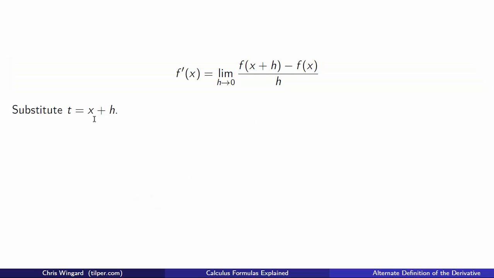Well, we're going to make a substitution. We're going to substitute t equals x plus h. So if t is x plus h, then subtract x from both sides, and we get h equals t minus x. Also, in this original limit, we're taking a limit as h goes to 0.